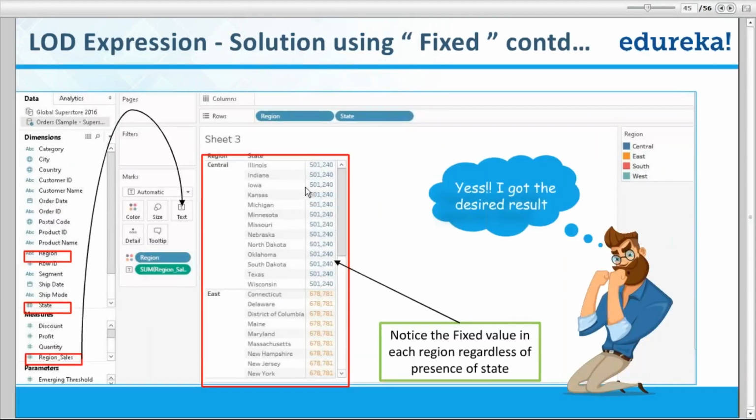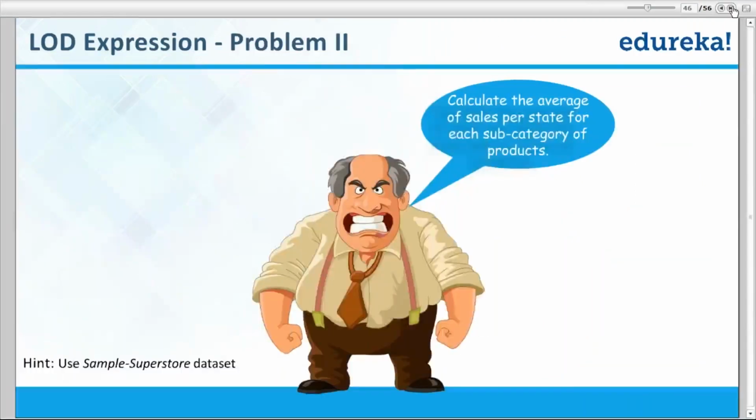So whenever you are using a fixed expression, there is something called replication which happens. That's why the values are getting repeated across all the panes, because it is fixing based on the region level. So the same value is getting repeated across. Okay. The next one is: calculate the average of sales per state for each subcategory of product.